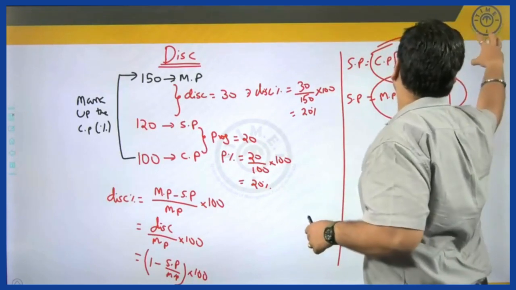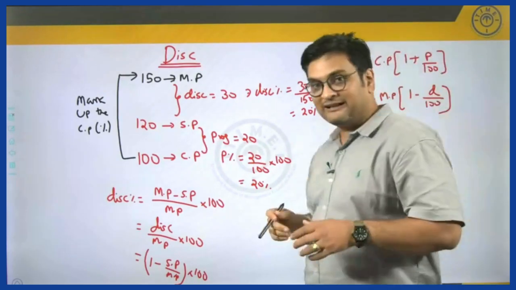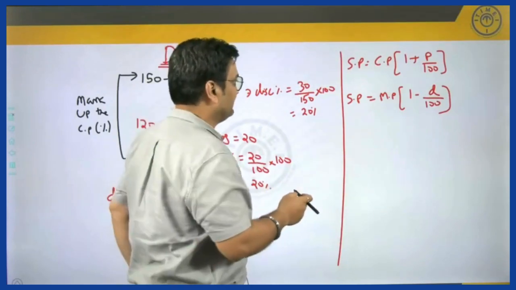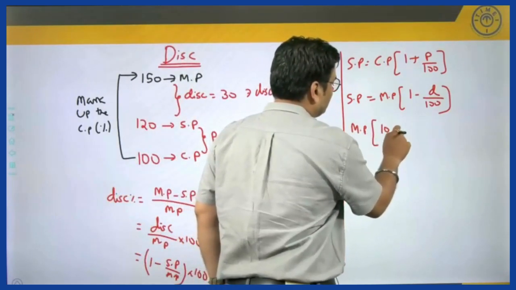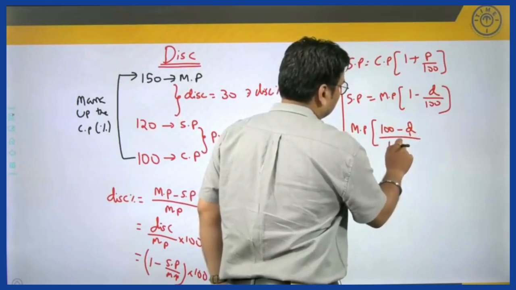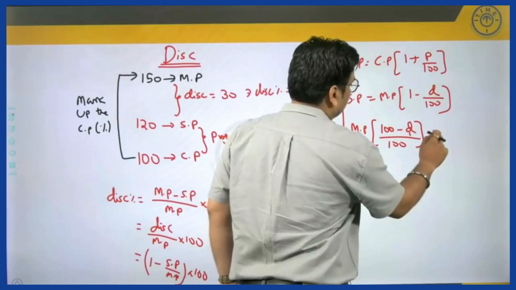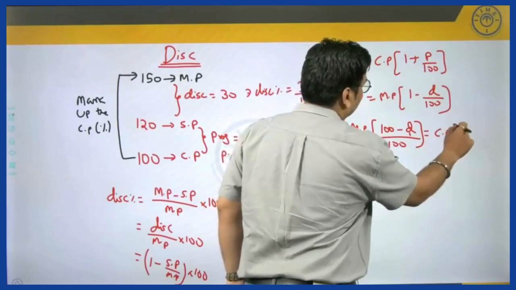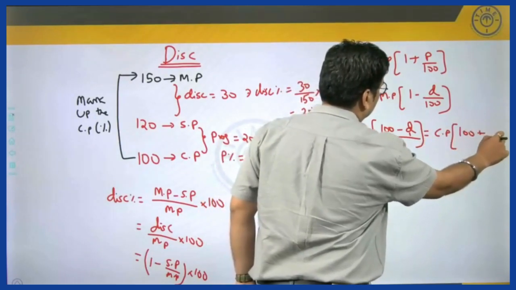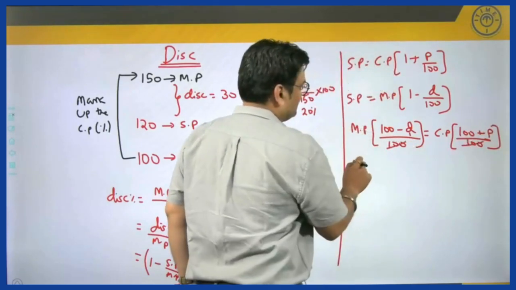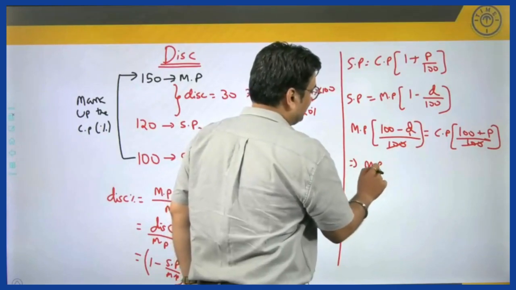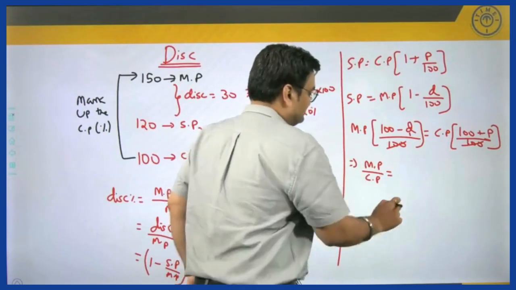So thus we can equate them, and when you equate them, what we get is an important relationship between the mark price and cost price. So if you write it, MP into (100 minus D) by 100 will be equal to CP into (100 plus P) by 100. So this by 100 will cancel out. So from here we will get the ratio mark price by cost price. This will in turn give you the markup.